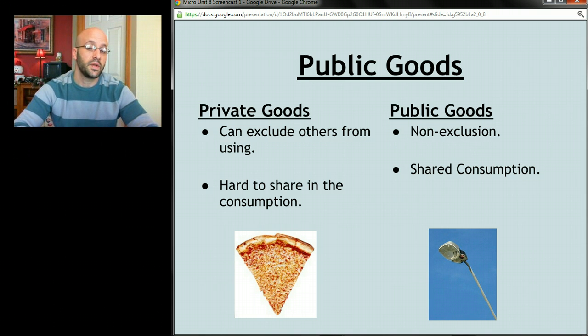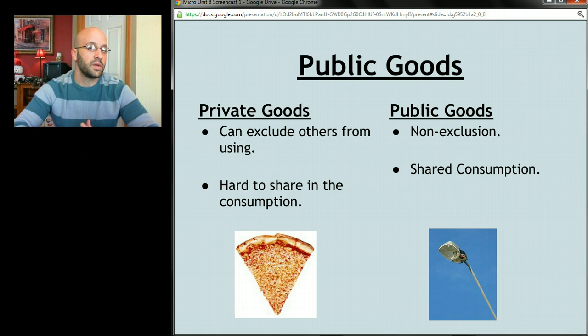Pizza you can; something like a street light you wouldn't be able to. The second quality is shared consumption. When a street light goes on, it lights up the street for me, and that in no way detracts from it lighting up the street for you. In other words, we can share the consumption of that good. Me using that good doesn't really detract from the value of that good to you.